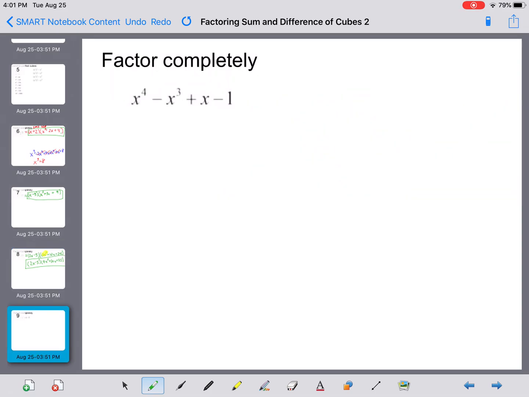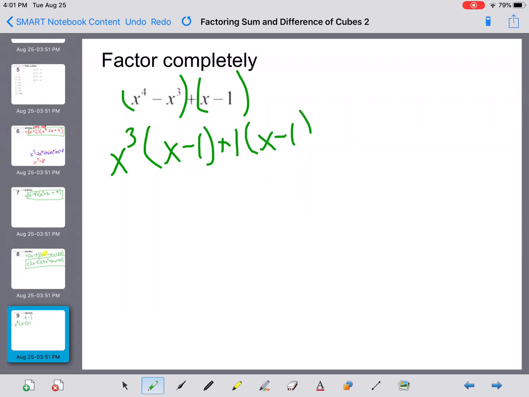Lastly, we don't have a sum or difference of perfect cubes, but we have 4 terms, so we're just practicing some other factoring. And so we're going to practice factoring by grouping since we have 4 terms. In our first group, we can take out an x to the third. It's going to be left with x minus 1. In our second group, we don't have any common factors other than 1, but we do need to take that out. And then we're going to be left with x minus 1.